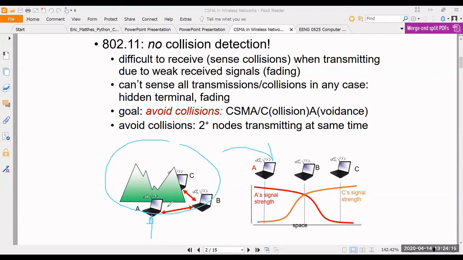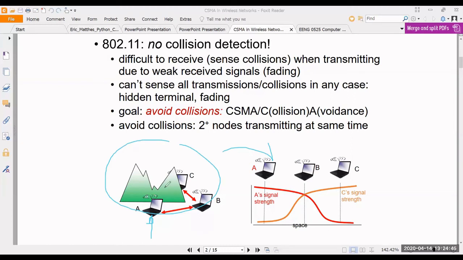So this is what we have. We have A here in the range of B. They can communicate, right? B is also in the range of C. They can also communicate in the wireless medium. But look at this. A and C are not in the same range, so we cannot communicate, right?